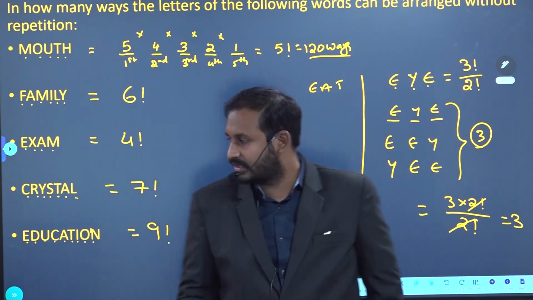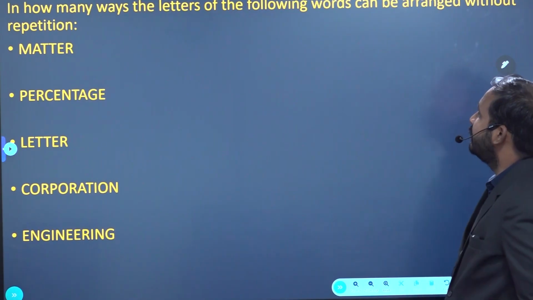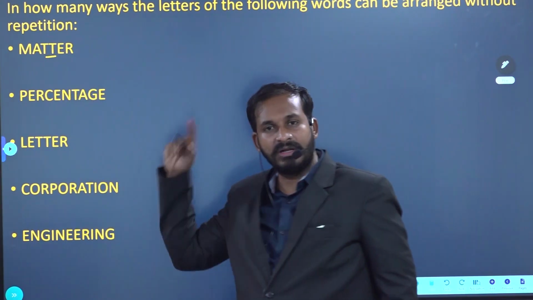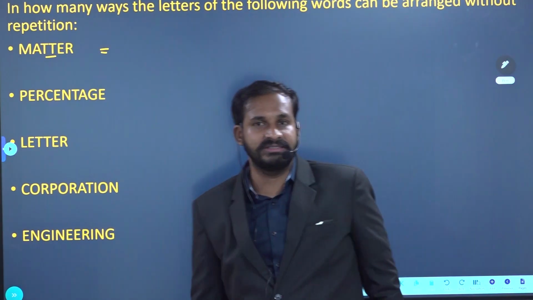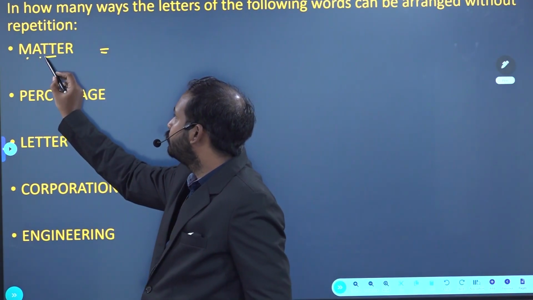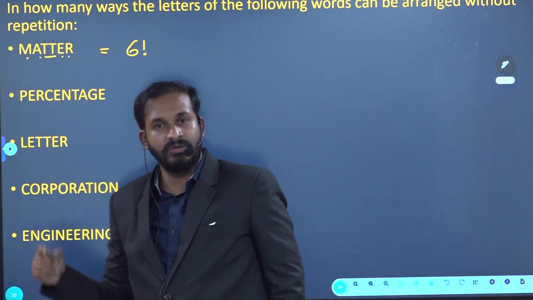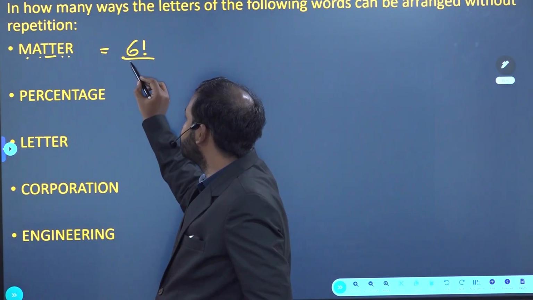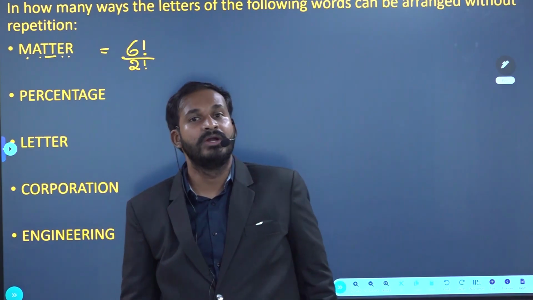Understood? Now we will see the set of questions where we will have this repetition. In how many ways can the letters of the following words be arranged? Letters are repeated in the word, but we should not repeat the arrangements. In how many ways can we write the letters of the word matter? First of all count it, 1, 2, 3, 4, 5, 6. If there is no repeated letter in the given word, you can write it in 6 factorial ways. But here T is repeated 2 times, right? So you will write 6 factorial by 2 factorial. Why? Because T was repeated 2 times.